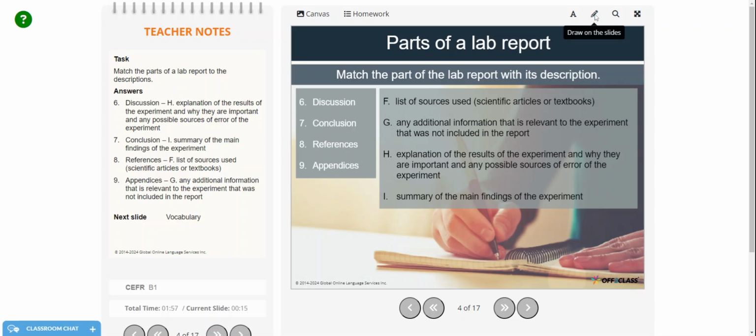So number 6, discussion, that would be H, explanation of the results of the experiment and why they are important, and any possible sources of error of the experiment. Conclusion is I, a summary of the main findings of the experiment. References, F, a list of sources used, scientific articles or textbooks. And appendices, G, additional information that is relevant to the experiment that was not included in the report.